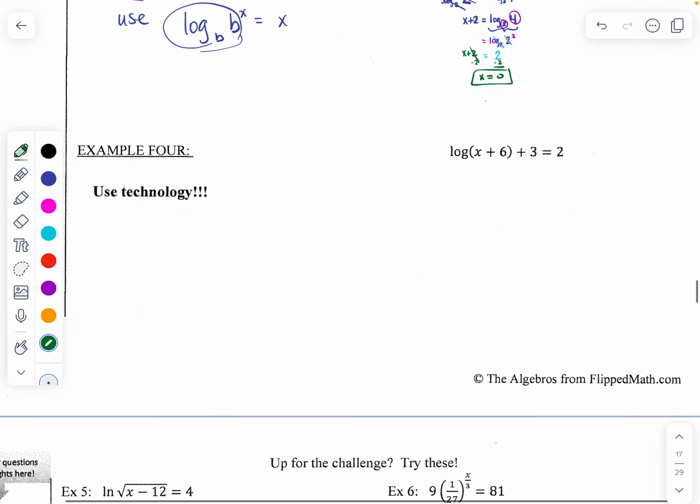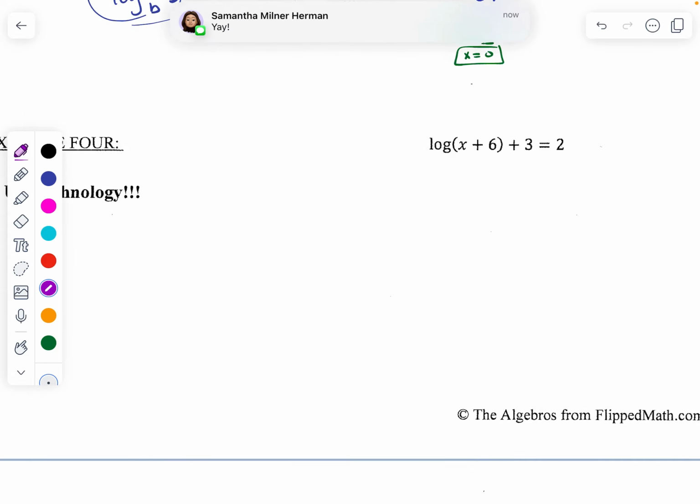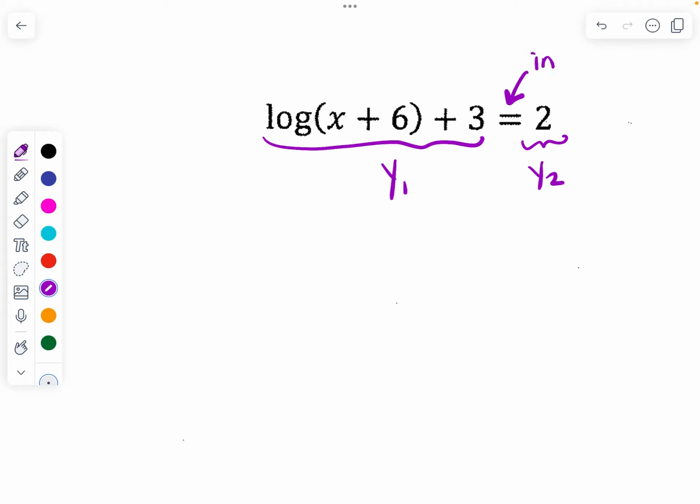Example 4. This time we're going to use some technology. Instead of solving this by hand, we are going to use our calculator. This will be our y1, and this is going to be our y2. To see where they equal each other, we're going to find where they intersect. So take out your calculator. I'm going to show you how to do that here.